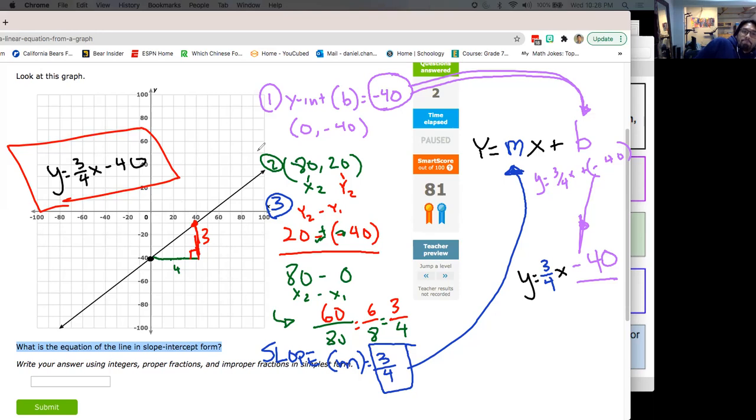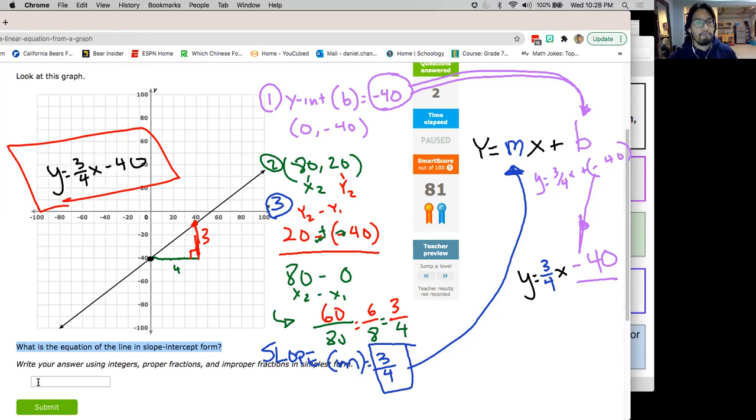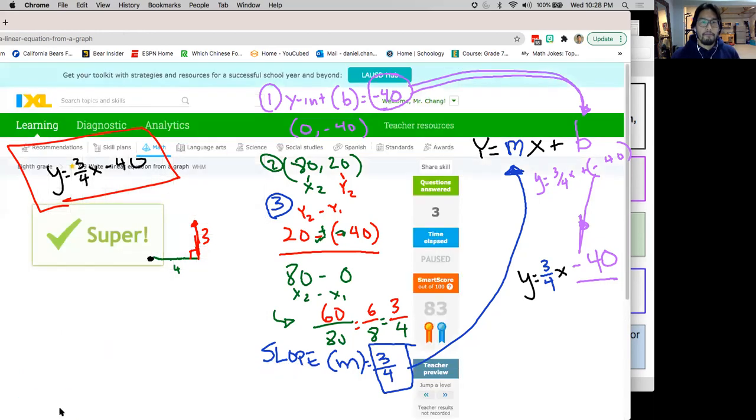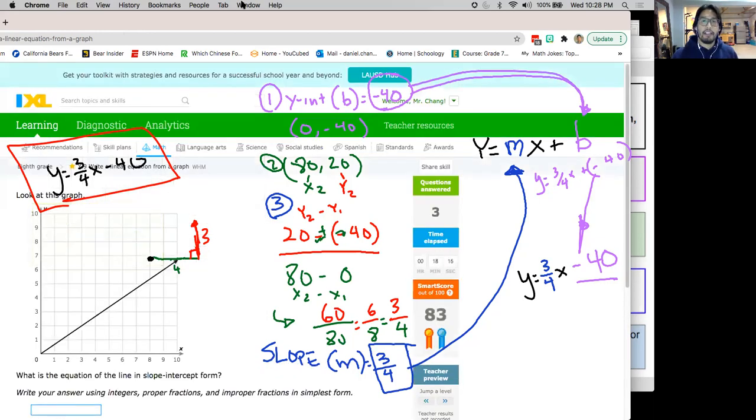All right. Let's enter this in and see how we do. y equals 3/4 x minus 40. Submit. Super. Thank you.